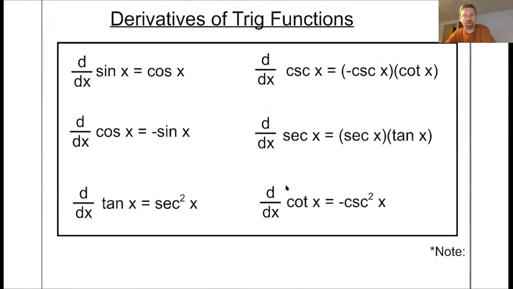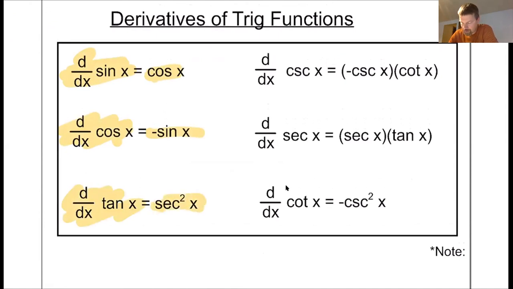All right, so here are all the trig functions and all the derivatives you need memorized. You're going to want to write them down somewhere because you're going to need them. Here's the ones we talked about already. Derivative of sine, that's cosine. Derivative of cosine, that's negative sine. Derivative of tangent is secant squared of x.